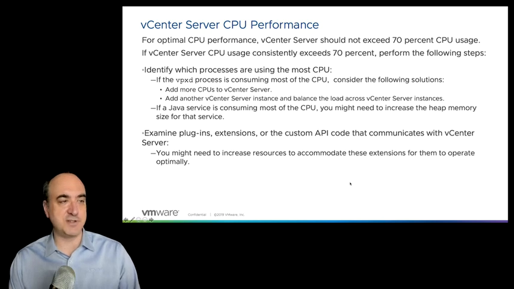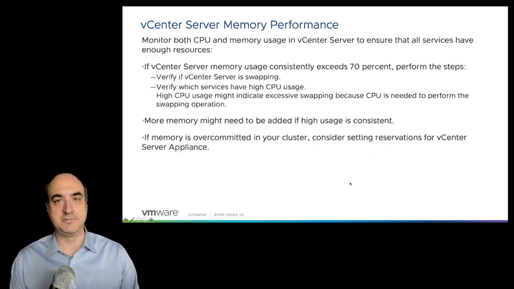If it's a Java service that's consuming most of the CPU, such as the vSphere client service, then you might want to increase the heap memory for the service. So just check to see what's using all the CPU. If it's a Java service, then maybe it just needs a larger heap size. Also, look at the plugins and extensions. NSX uses what's called the extension agent manager. So there may be plugins, there may be custom API code that communicates with vCenter. You may need to increase resources to handle those extensions too.